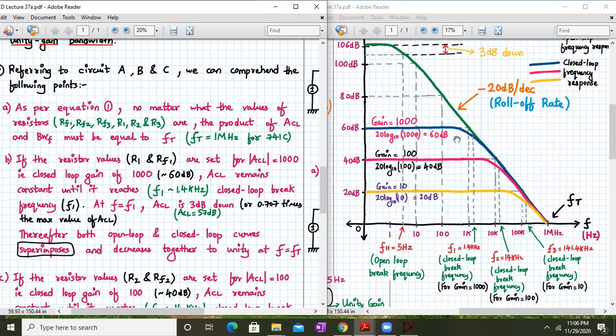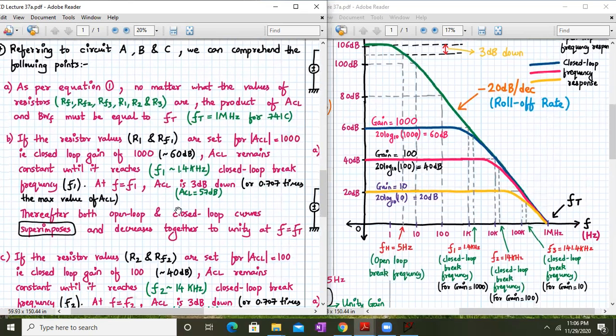So maybe around 57 dB, you will get exactly this closed loop break frequency. F1 is given by 1.4 kilohertz, and at f equal to f1, your closed loop gain will be 3 dB down, as I have mentioned here. So 3 dB down will be 57 dB, or 70.7% times the maximum value of ACL.